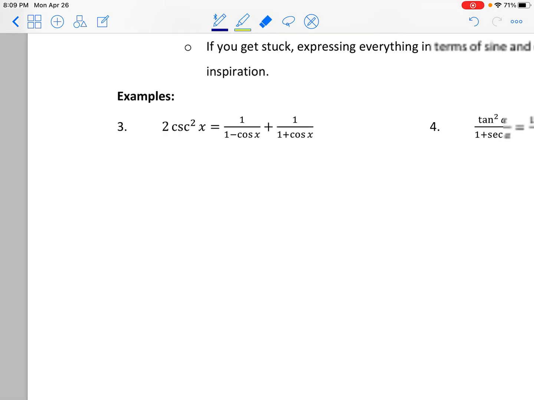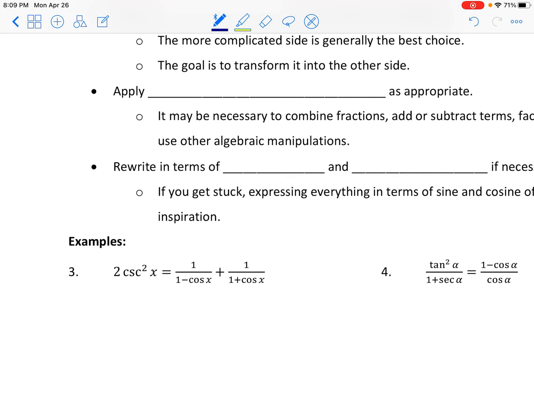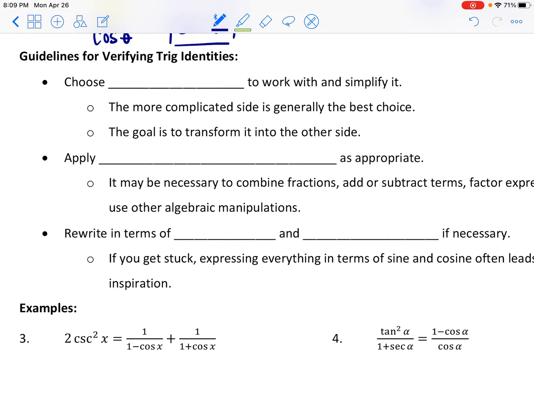Now there is a couple, not steps again, it's pretty challenging, but there are some guidelines here that help with verifying trig identities. So when you're going to verify, it's best to choose one side, if we can. It's not always possible. We want to try to choose one side to work with and then simplify it. And the more complicated side is generally the best choice because it gives you more options of things to substitute. And the goal is to take that more complicated side and transform it, rewrite it, make substitutions, use some algebra until it looks like the other side.